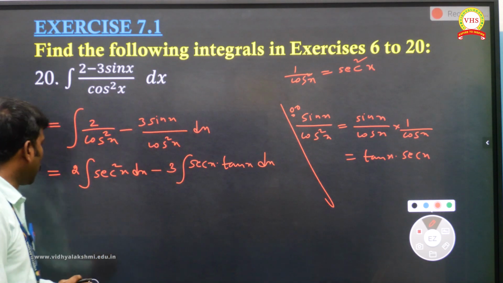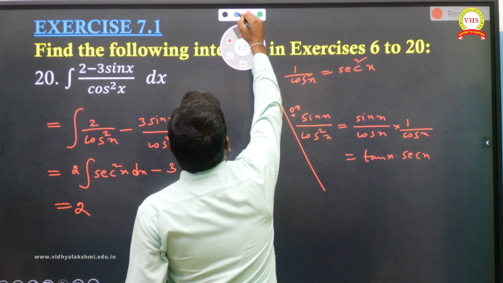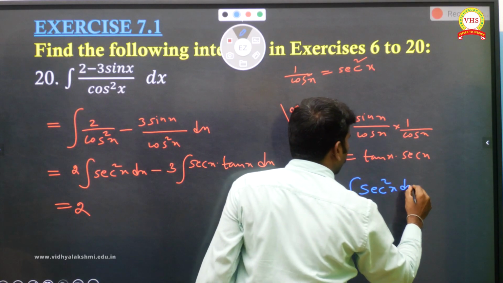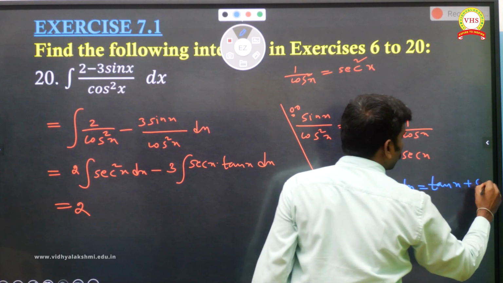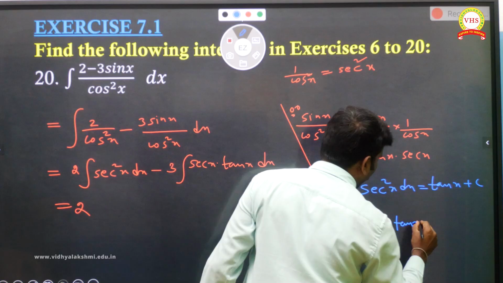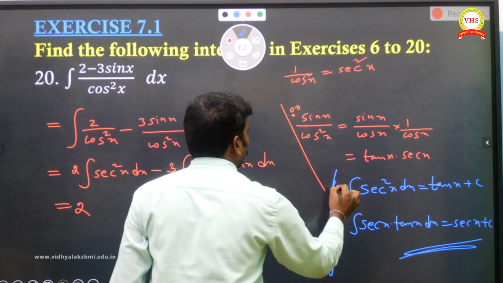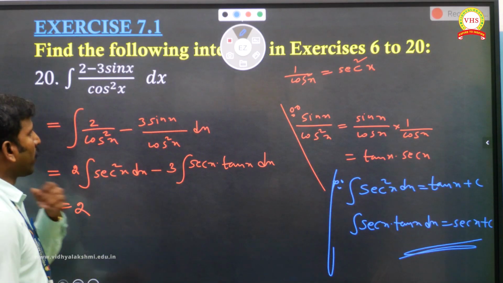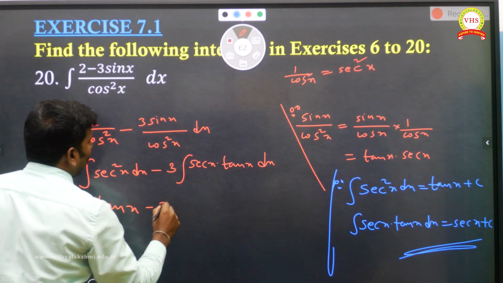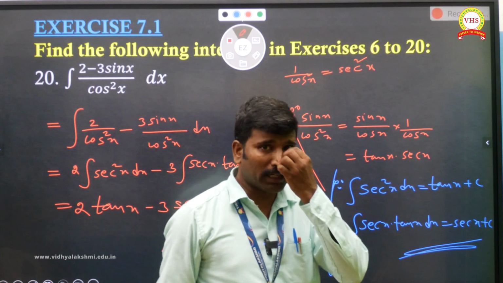This one we know directly. Do you remember the formula I said? Integral secant square x into dx is equal to tan x plus c, a direct formula. Like that, integral secant x into tan x dx is equal to secant x plus c, also a direct formula. Children, if you have these formulas, you can very easily complete these things. You must know the formulas. So this will be tan x minus 3 into secant x. That's it. Question number 20 is also over.